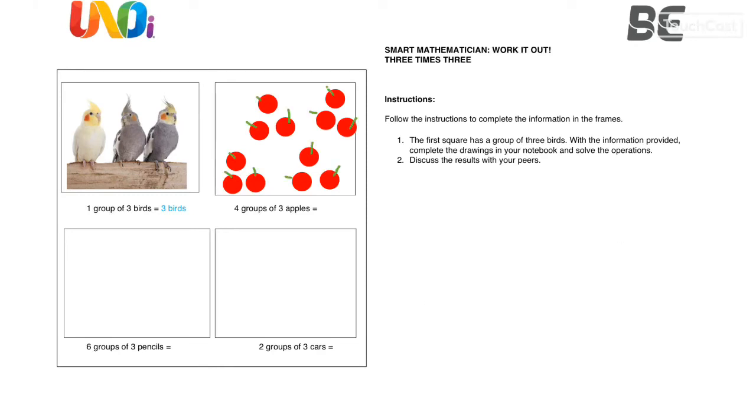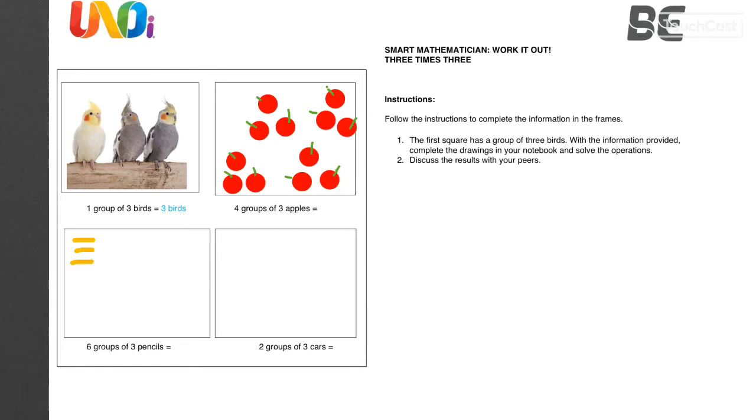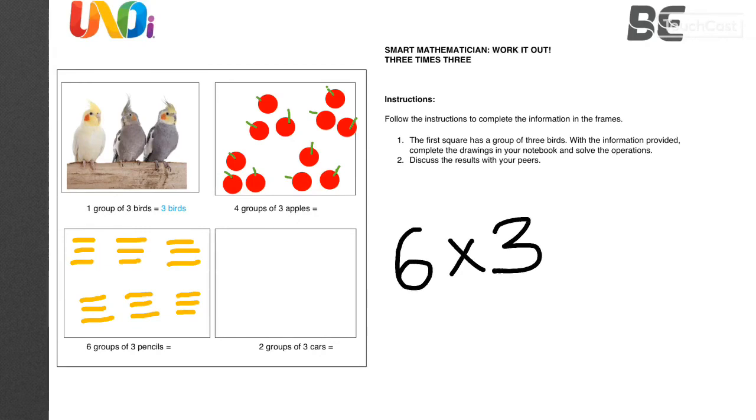The third one is asking us to make 6 groups of 3 pencils. So we're going to do it like this. 1, 2, 3, 4, 5, and 6. 6 groups of 3 pencils equals, you got it right, 18.